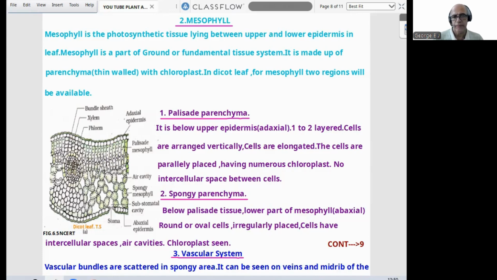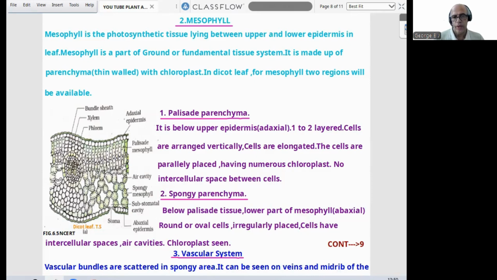That is palisade. Next is spongy, loosely arranged. Here you can find it. Below the palisade tissue, the lower part of the mesophyll, that is abaxial, has round or oval cells, irregularly placed. Cells have intercellular space, the diagram is very clear, and air cavities; chloroplast is seen. So the mesophyll has two areas, palisade and spongy, and their characters and features.